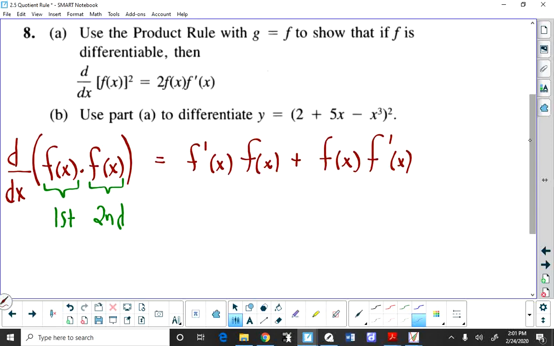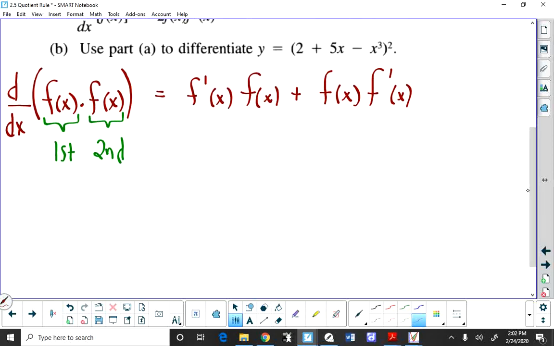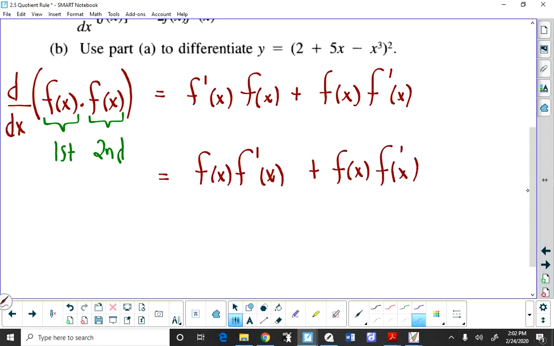But multiplication is an operation in mathematics called commutative. You can multiply either way and get the same answer. 2 times 3 and 3 times 2, they're both 6. And what that means is I could, just for sake of simplicity, write this as f of x, f prime of x, plus f of x, f prime of x. In other words, I have 2 terms here that are equal.